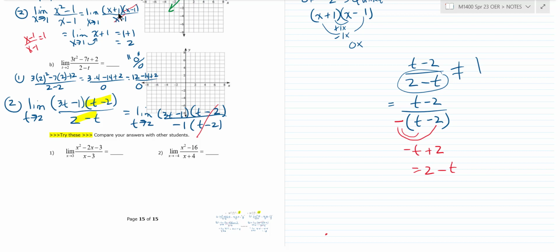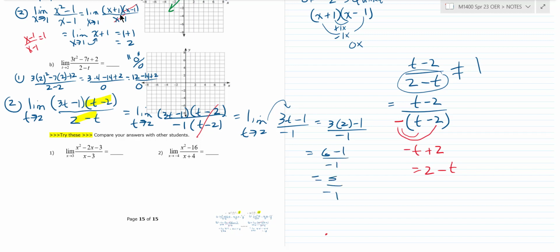But what you're going to end up having here is the limit as t goes to 2 of 3t minus 1 over negative 1. Now, you can plug in and see what happens. We get 3 times 2 minus 1 over negative 1. That's 6 minus 1 over negative 1. That's 5 over negative 1, so that's negative 5. So the answer to the problem appears to be negative 5.